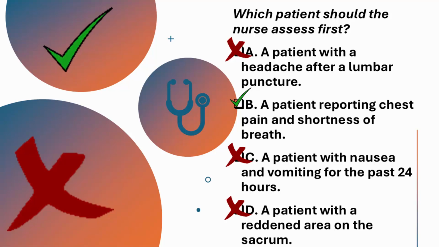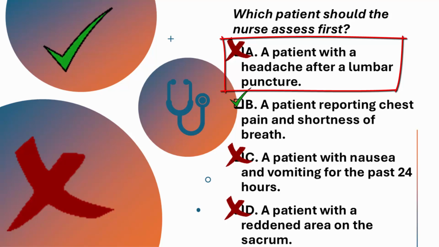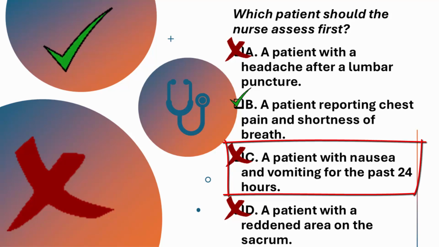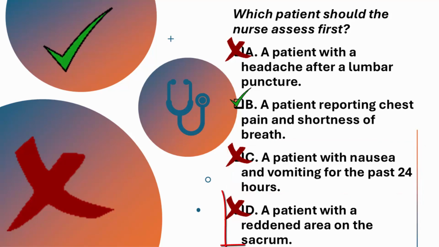The correct answer in this question is option B, a patient reporting chest pain and shortness of breath. For Maslow's hierarchy, prioritize physiological needs first, airway, breathing, circulation. Chest pain and shortness of breath indicate a possible cardiac or respiratory emergency. Why not A? Headache after a lumbar puncture is common but not life-threatening. Why not C? Nausea and vomiting can wait unless dehydration is severe. Why not D? Skin integrity issues are important but lower in priority compared to ABCs.